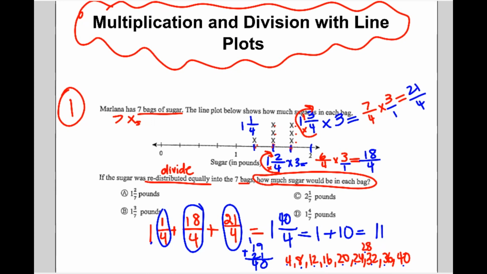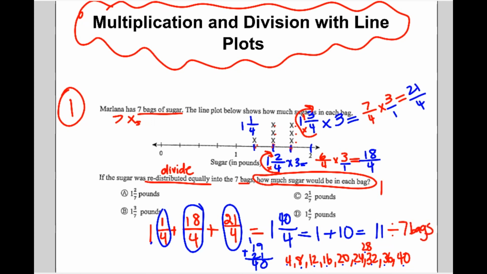So now I have 11 here. And we basically got rid of our fraction. We turned that into a 10 because it's 40 divided by 4. So we're all done with that. Now we have our 11. And remember, we're going to divide our 11 by the 7 bags that we have. 7 bags.